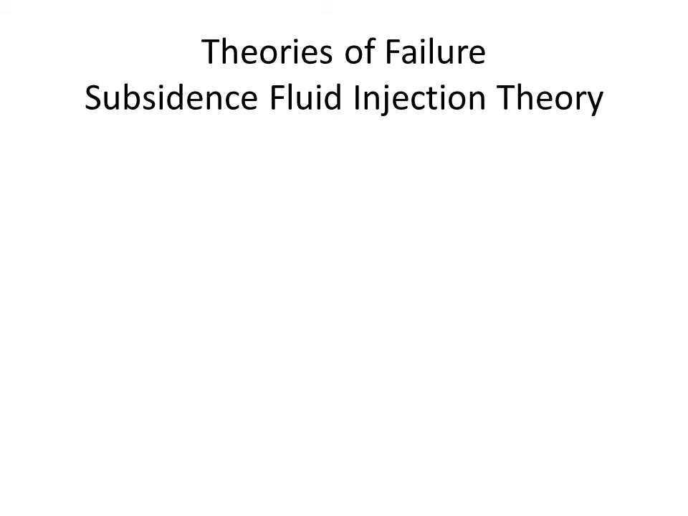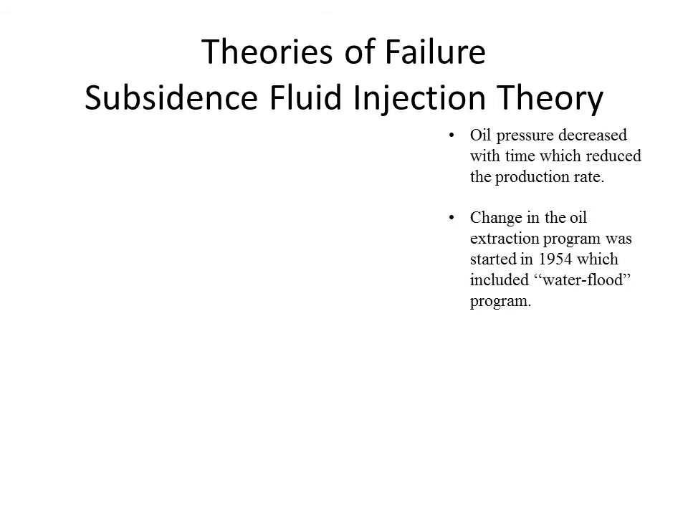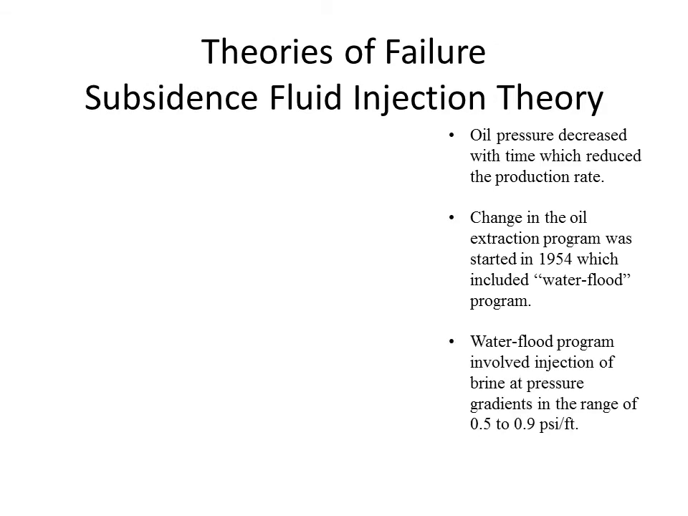As shown earlier, fault movements cannot be explained using the tectonic theory or the subsidence theory. The subsidence fluid injection theory provides a feasible reason for fault movements in the vicinity of Baldwin Hills Reservoir. This theory is based on the fact that oil pressures within the oil field decreased with time, which reduced the production rate. Therefore, a change in the oil extraction program was started in 1954, which included a water flood program. The water flood program involved injection of brine into the oil-carrying permeable layer at pressure gradients in the range of 0.5 to 0.9 psi per foot.